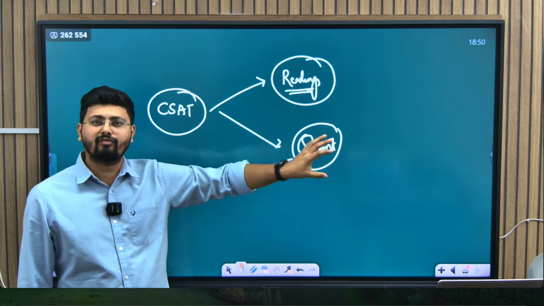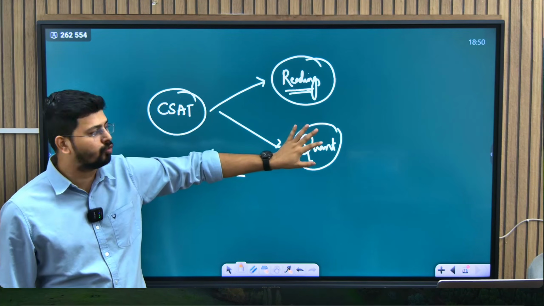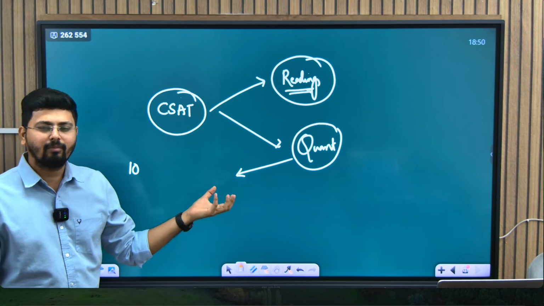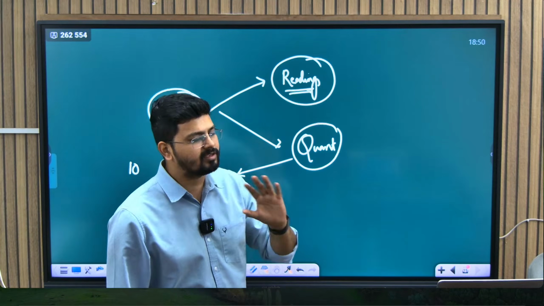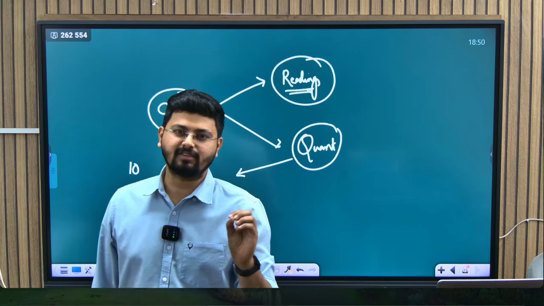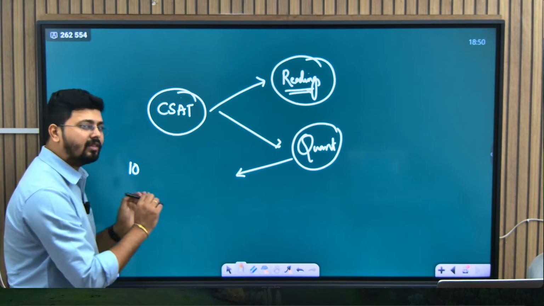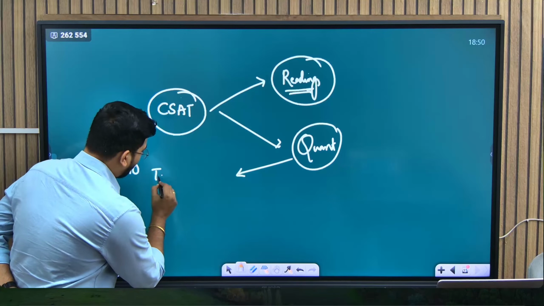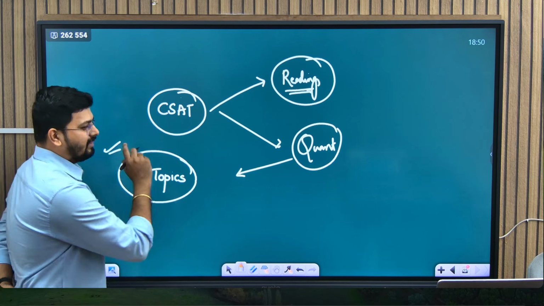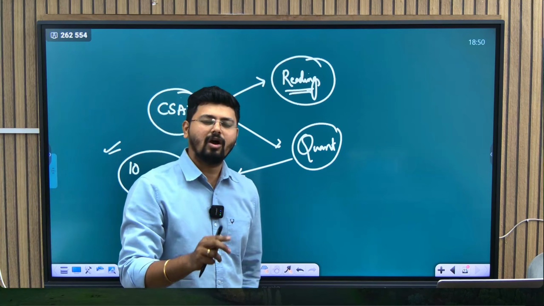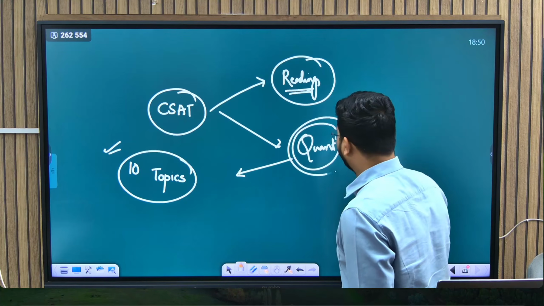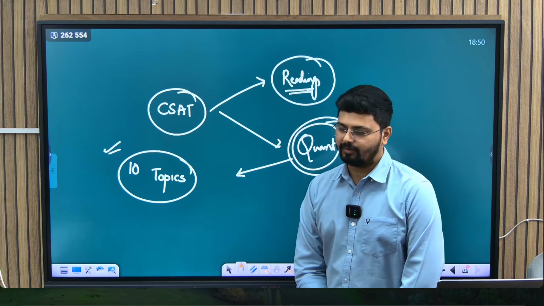And is it difficult for non-mathematical background students to do this? Then I would say it is not, because I know many people who are coming from history or BA arts, and they are comfortably clearing CSAT every year. What they are doing is, there are 10 topics. First, you should master these 10 topics. If you master them, automatically you will get the maximum number of marks in quantitative aptitude.